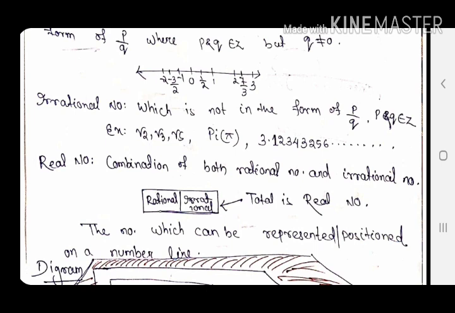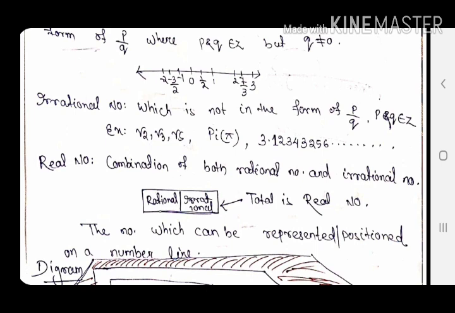You have drawn number lines for natural numbers, for integers, for rational numbers. On that particular number line, all the possible points, each point denotes a real number. So on the number line, 1, 2, there are many numbers between 1 and 2.